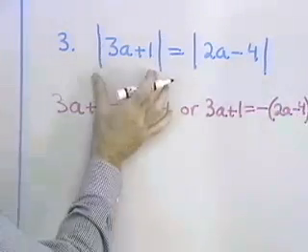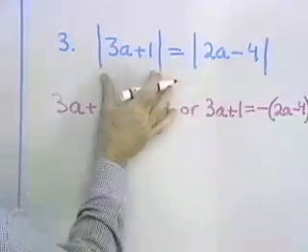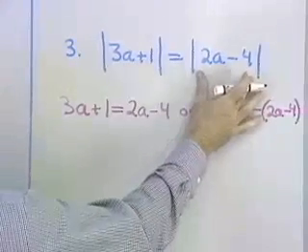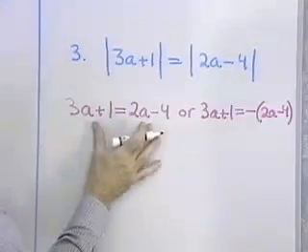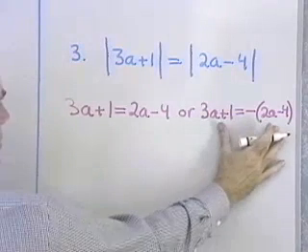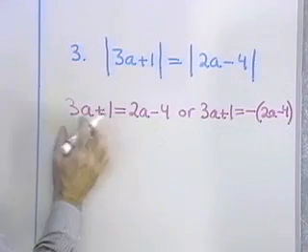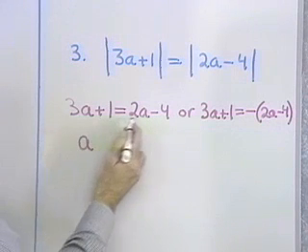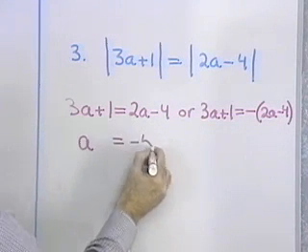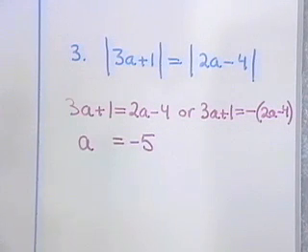So I reason out this equation this way. I have two expressions whose absolute values are equal. The only way that can happen is if the two expressions are equal or if the two expressions are opposites. In this case, I'll add negative 2a to both sides to begin with, and negative 1 to both sides, and I end up with a is equal to negative 5.